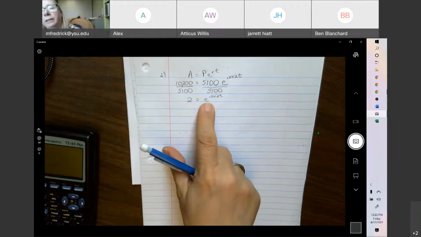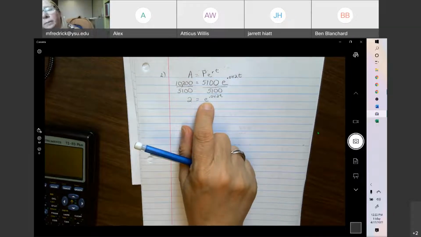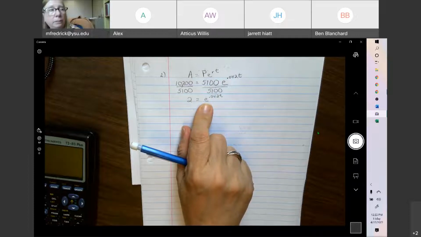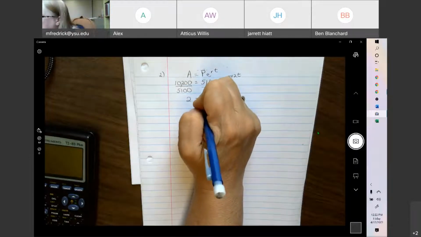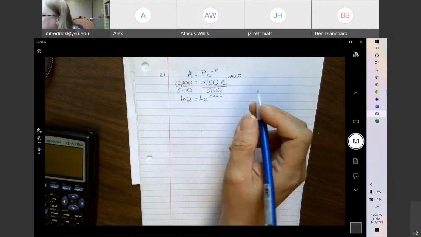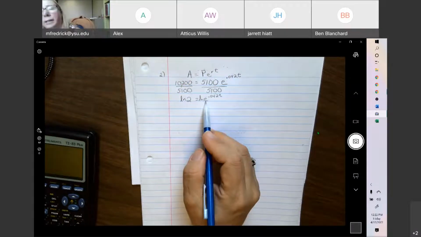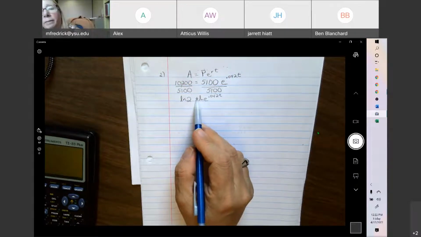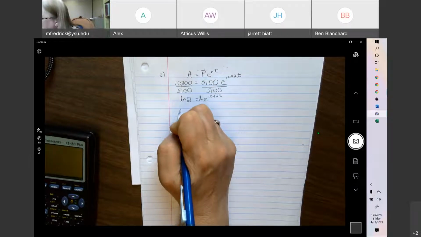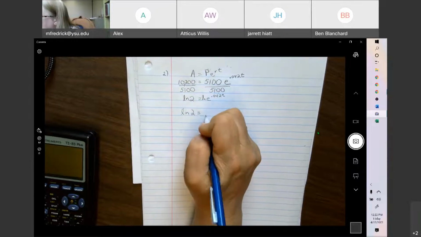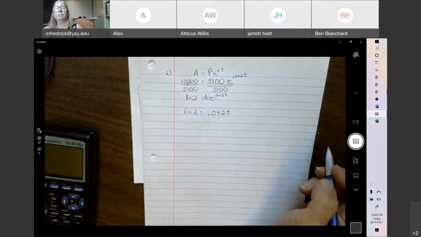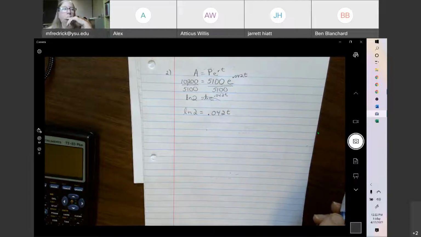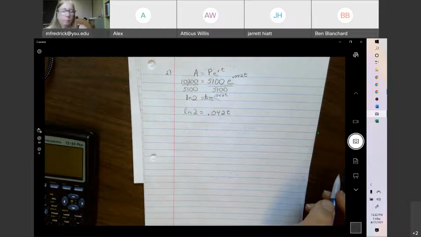How do we get rid of E? Anyone? Take the natural log. Yes, we want to take the natural log of both sides. Because the natural log and the exponential function are inverses, you can just think of them as canceling. Any questions on that part? Okay.